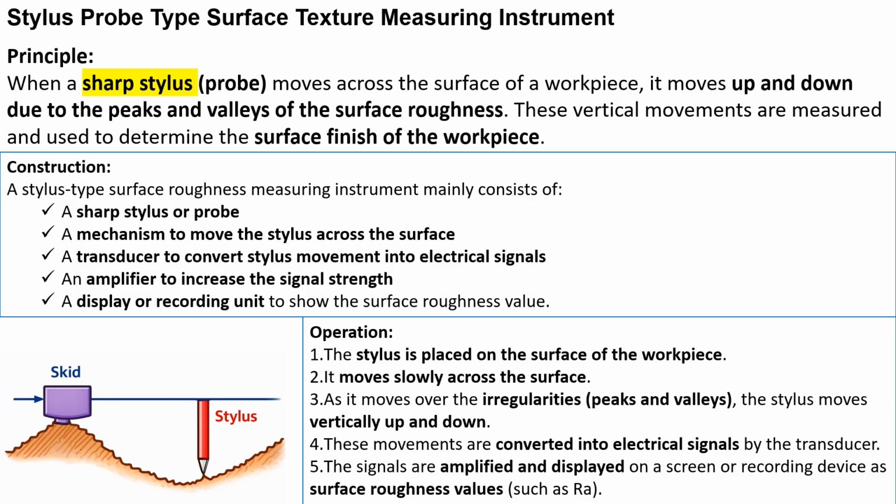So the operation: the stylus is placed on the surface of the workpiece, then it is moved slowly across the surface. Due to the surface irregularities, the stylus moves vertically, which means up and down. These vertical movements are converted into electrical signals by the transducer. The signals are amplified and displayed on the screen or recording device as a surface roughness value.